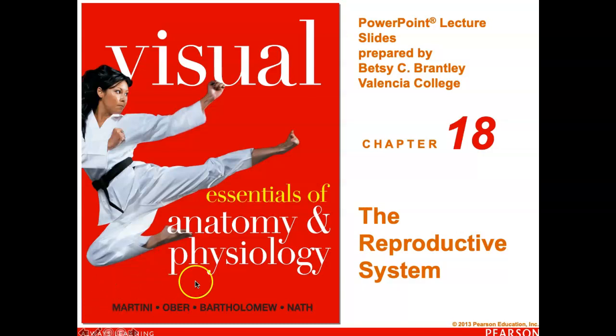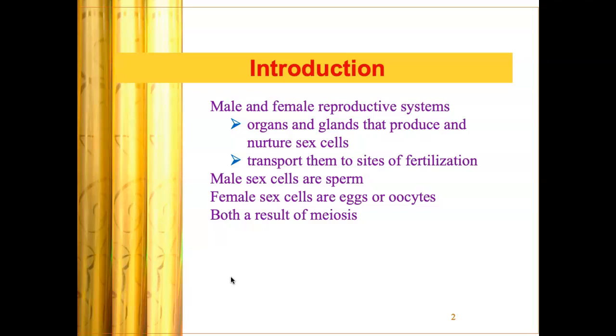We are at the last chapter of the term, Chapter 18, the reproductive system. Both the male and female reproductive systems include the organs and glands that produce the sex cells and transport them to the site of fertilization. The male sex cell is called the sperm, and the female sex cell is called the egg or oocyte, and both are produced by a process similar to mitosis called meiosis.